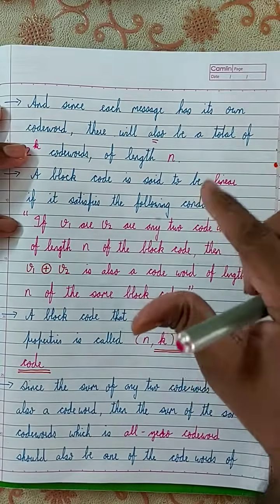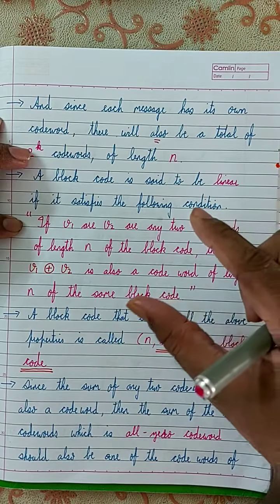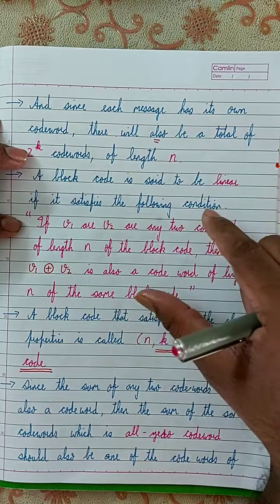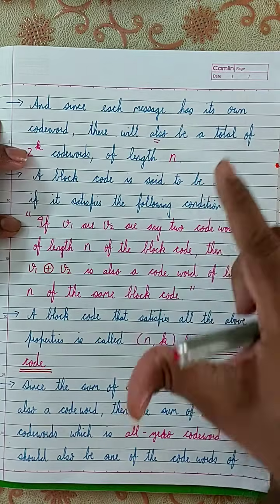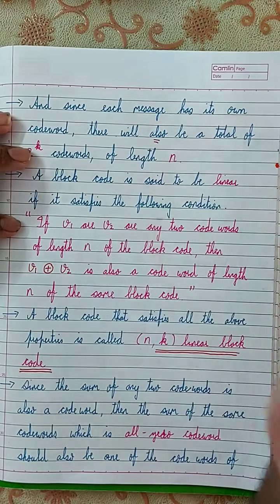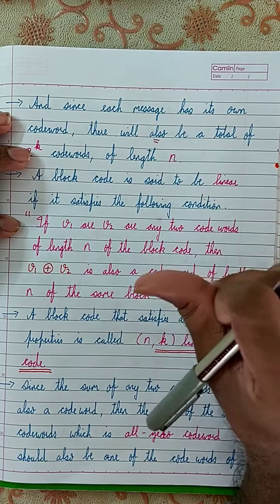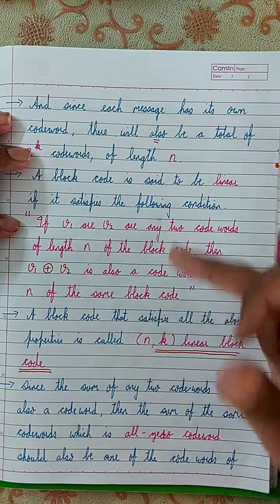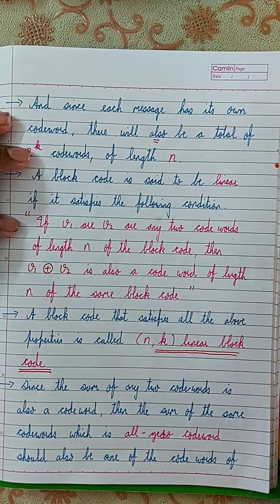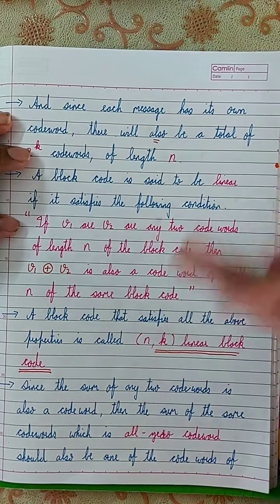So according to this property, this block code is said to be linear if we choose any two code words from that block code, and if you add these two, or XOR these two code words, then the resulting code word is also one of the code words in that block code.